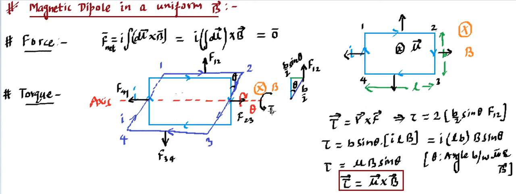And we can say this is restoring in nature, as we have seen over here, that it tries to restore the loop if you disturb it from its equilibrium position.